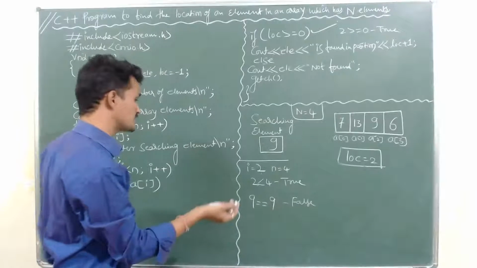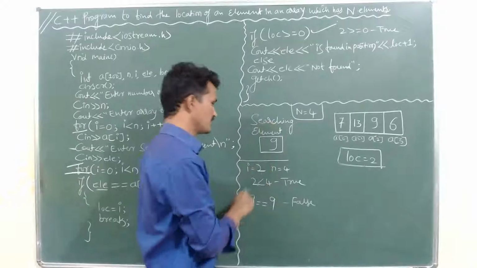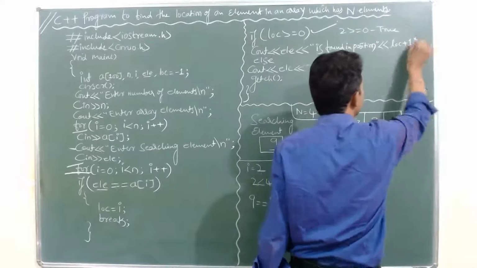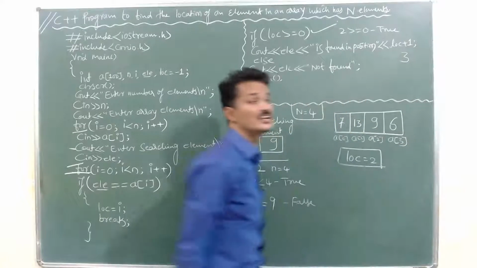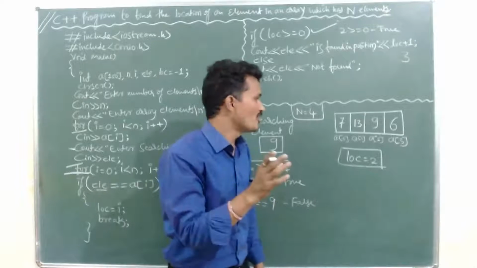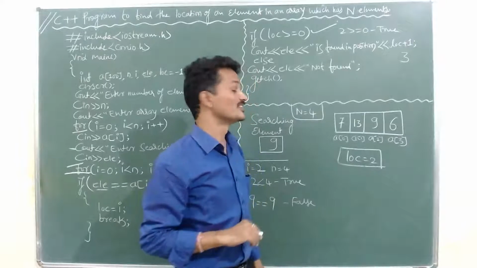Location, what is the value of location? That is 2, right? 2 plus 1 is 3. So in this place it is going to print as 3. That means in this array, you just find 9 is present in the third position.